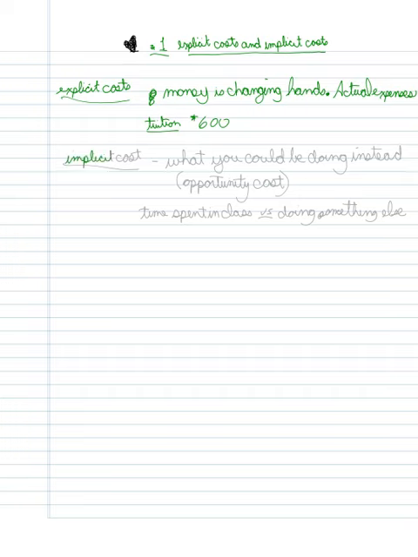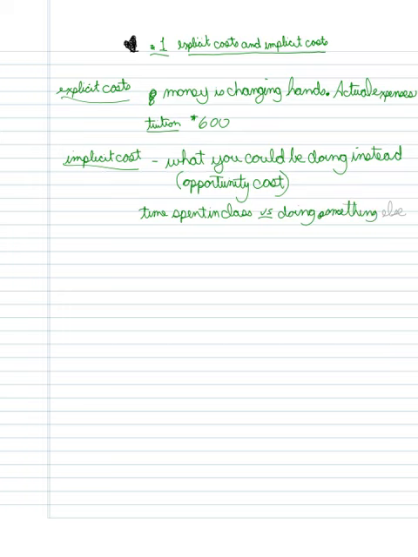But there's also the implicit cost, which is measured by what you could be doing instead, which we essentially call your opportunity cost. And for this, it would be the time that you spend in class versus doing something else.